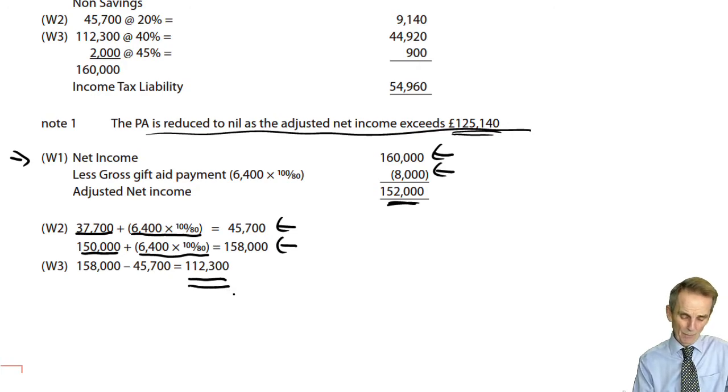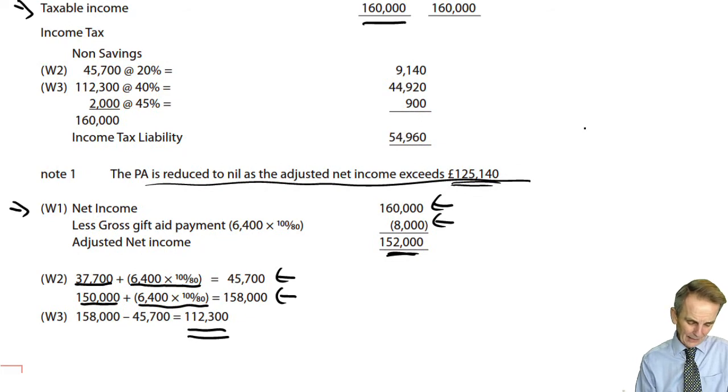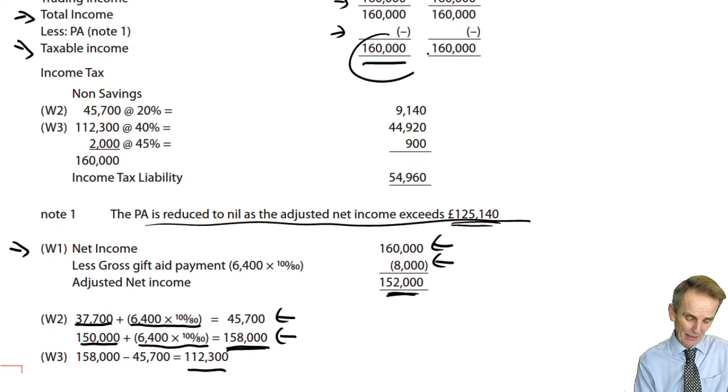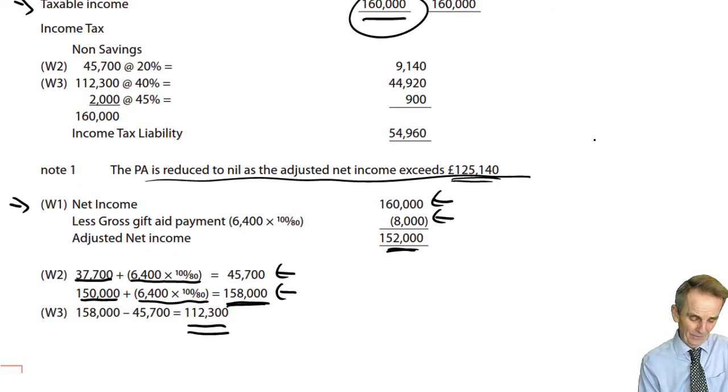£112,300. The reason we bothered to compute that is that the higher rate band limit is 158 and we have taxable income of £160,000 here, so we will just be an additional rate taxpayer. So what have we got?